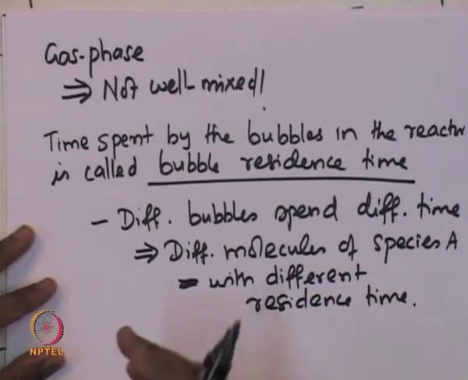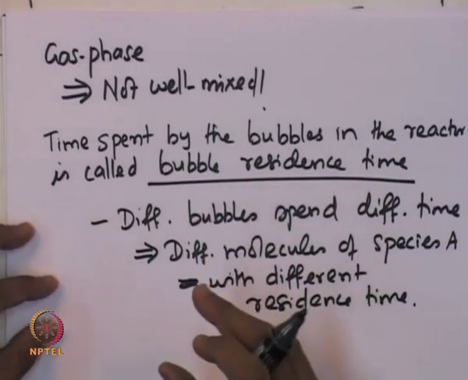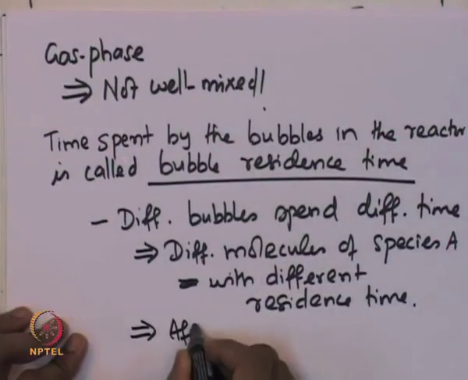So, different molecules of species A, although all of them would have actually come into the reactor at the same time, because of this feature that different bubbles spend different amounts of time inside the reactor, different molecules of species A would also have different residence times. So, clearly this is going to affect the reaction rate.